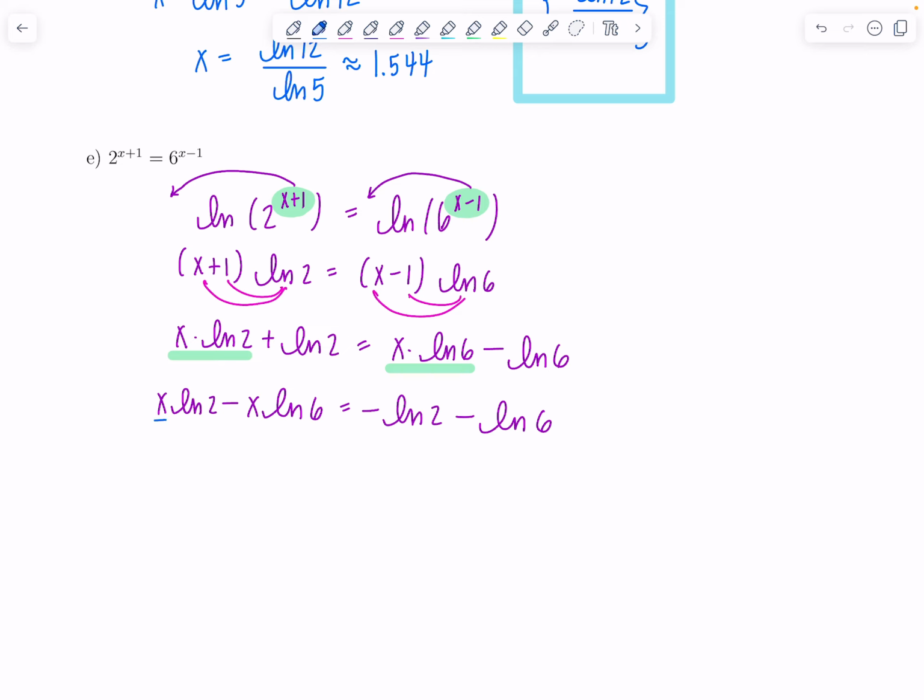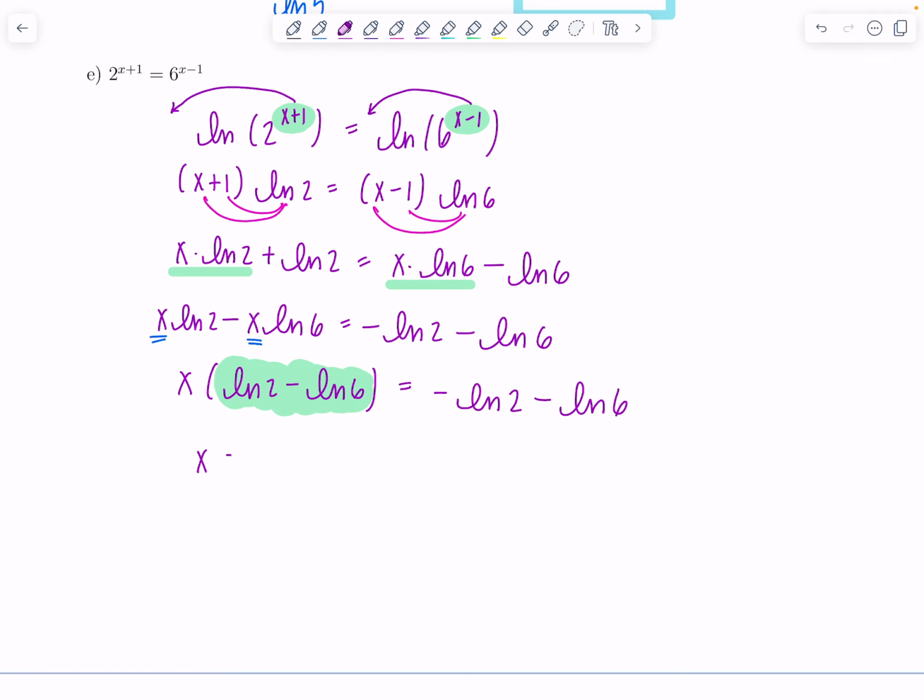Now I can factor out an x from both these terms. So I have x times (ln of 2 minus ln of 6) equals negative ln of 2 minus ln of 6. And then lastly, I'm just going to divide by ln of 2 minus ln of 6 on both sides. So final answer, actually JK, we're going to clean it up more. Negative ln of 2 minus ln of 6 over ln of 2 minus ln of 6.